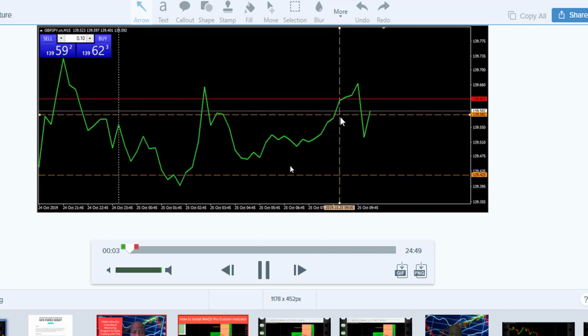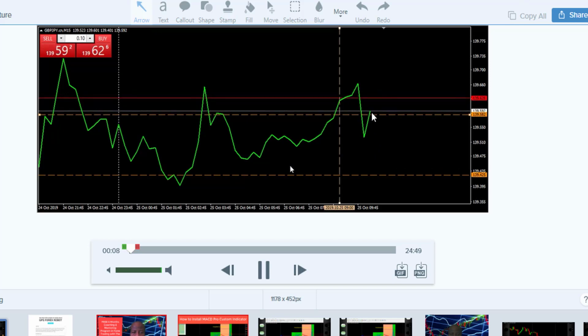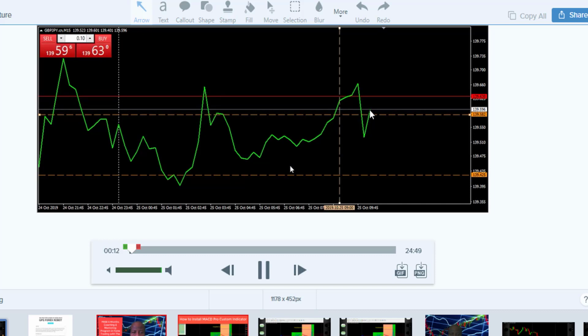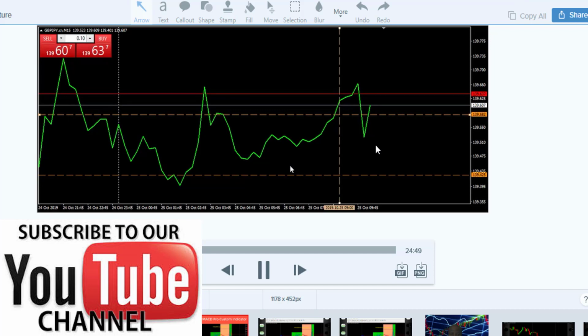You can see this is it. No, it comes like this. So if you are too quick, you don't wait for the candle to close, you will just go long. You will just buy in this place. But you have to wait for the candle to close.